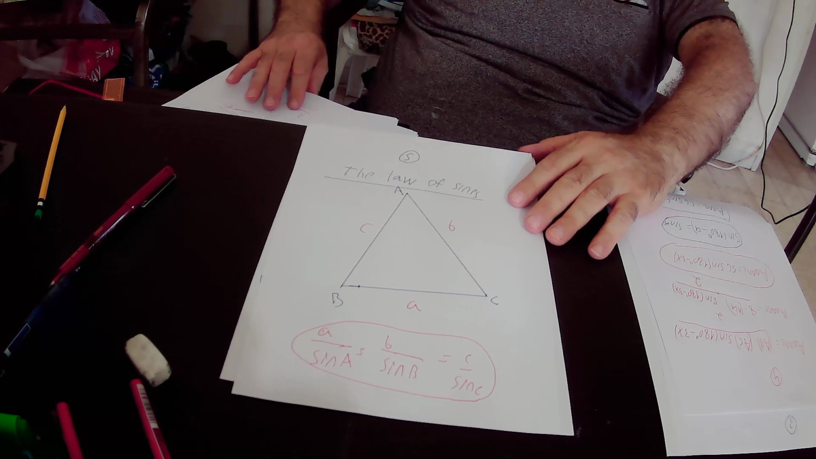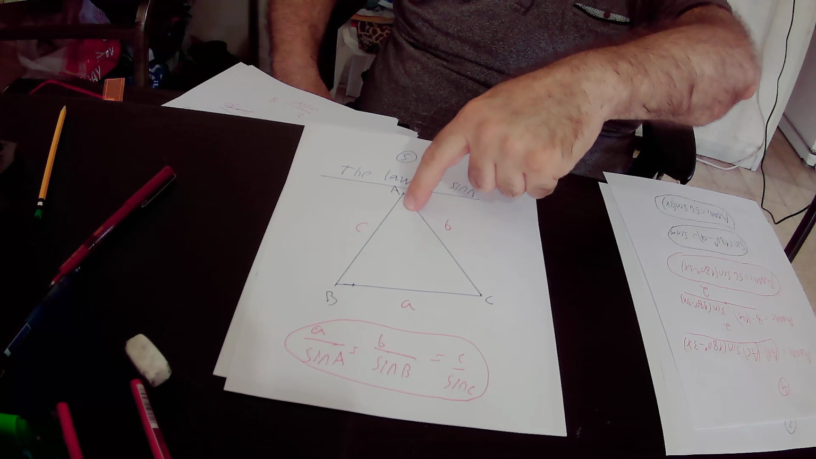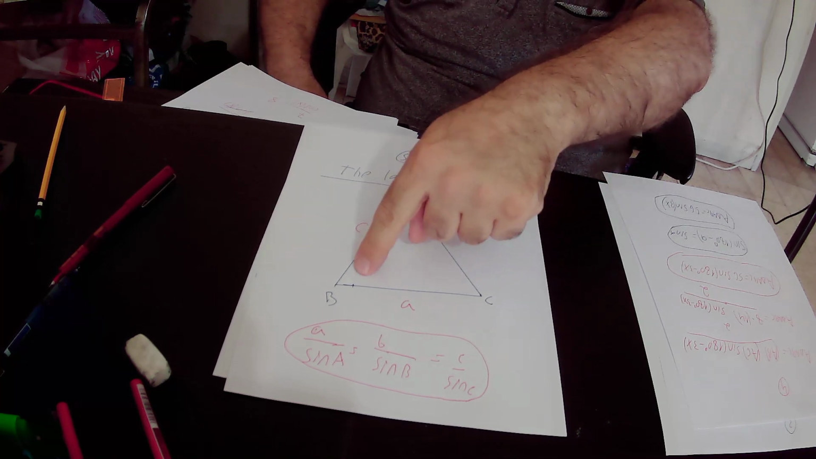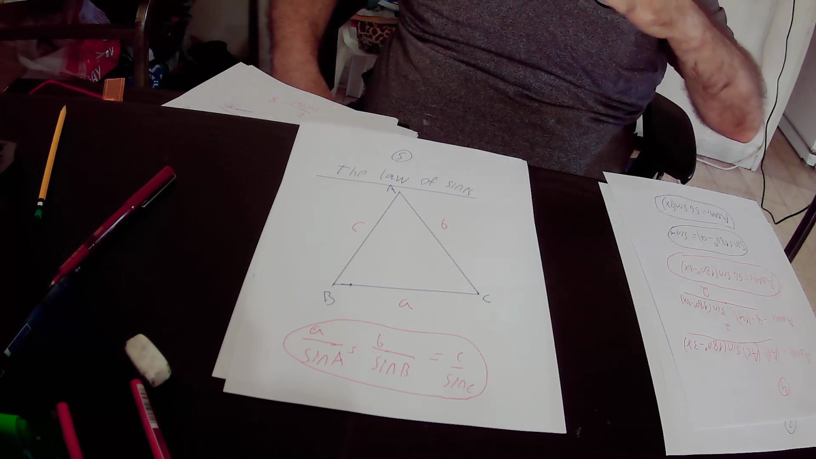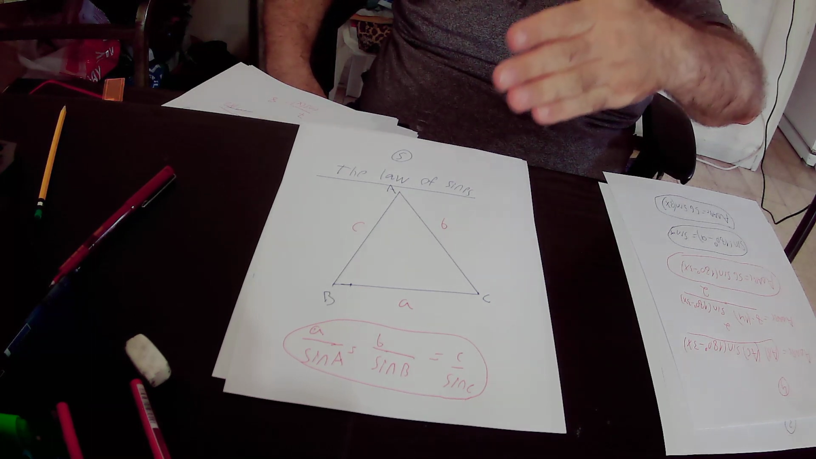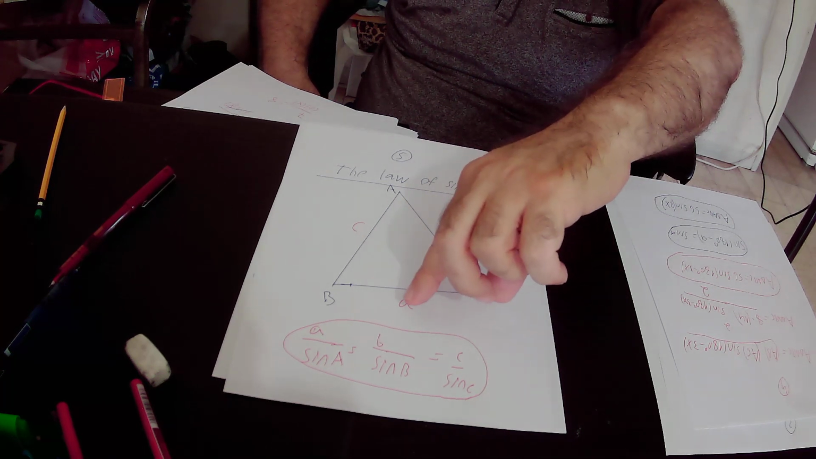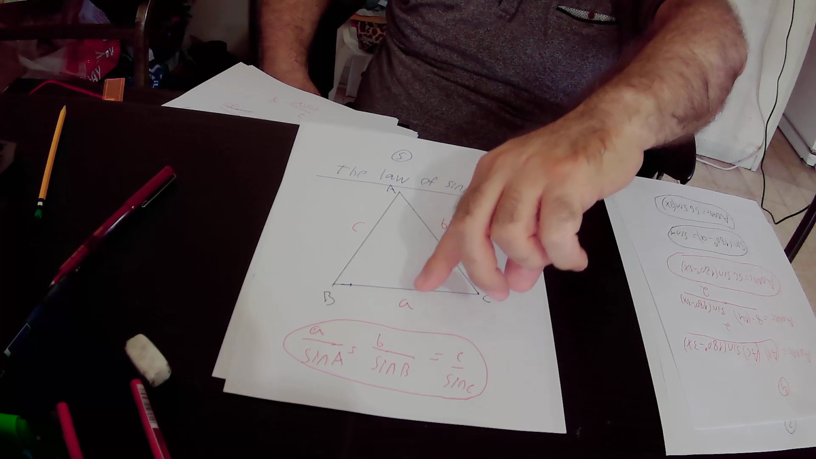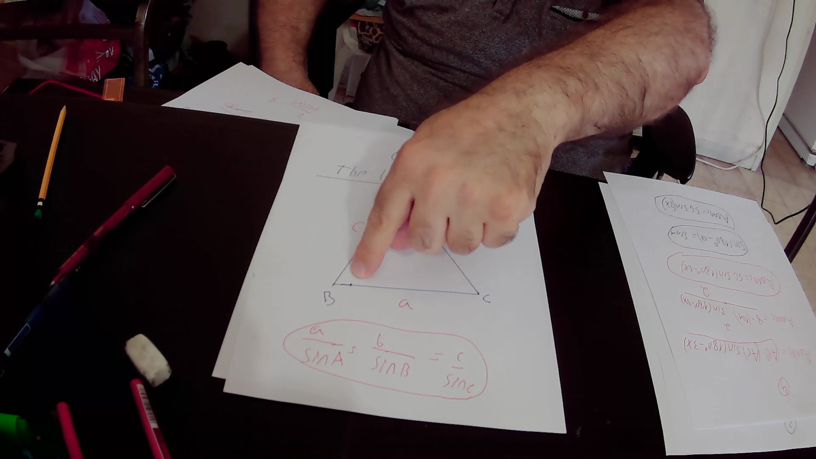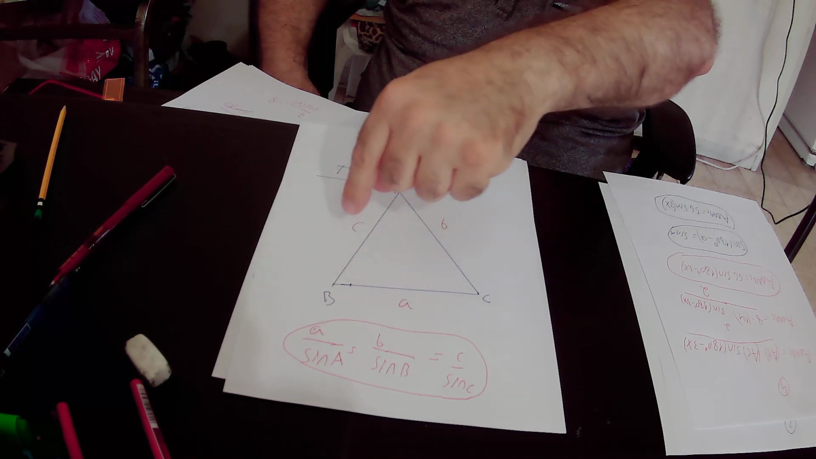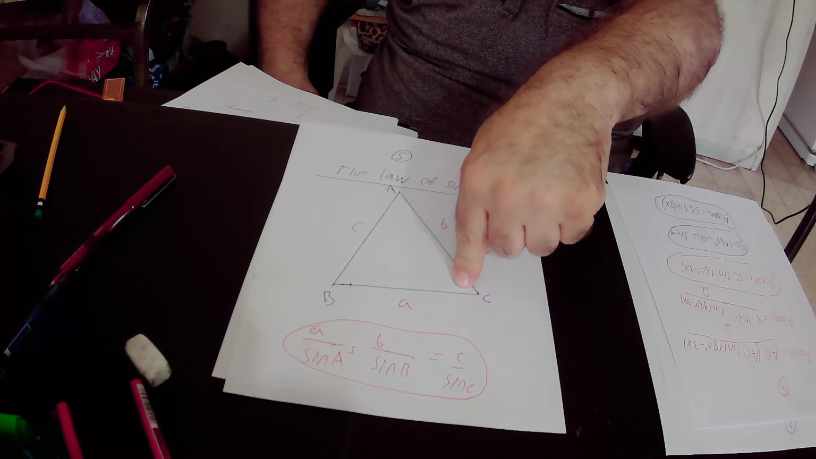According to the law of sines, in any triangle, a over sine A equals b over sine B equals c over sine C. In any triangle, this identity is true: a, in the red color, over sine A equals b over sine B, the size of this angle, equals c over sine C, that is the size of this angle.